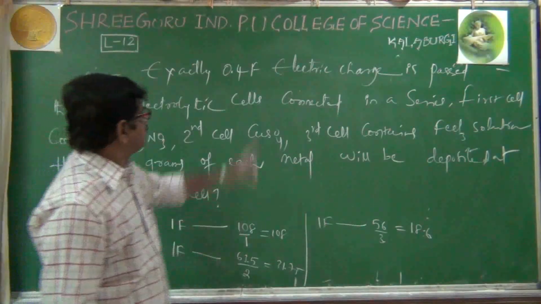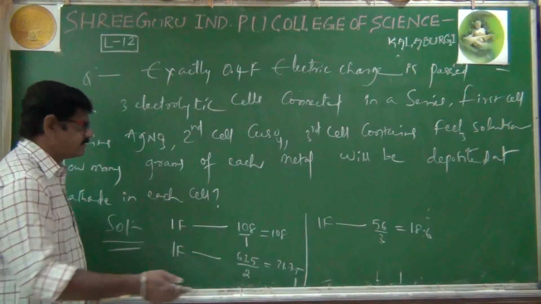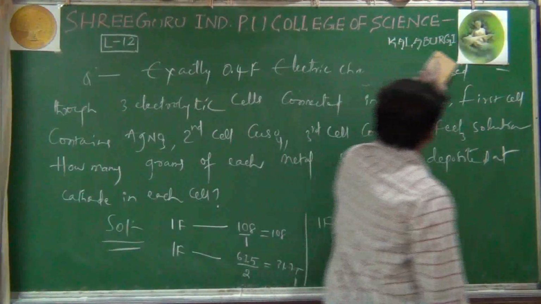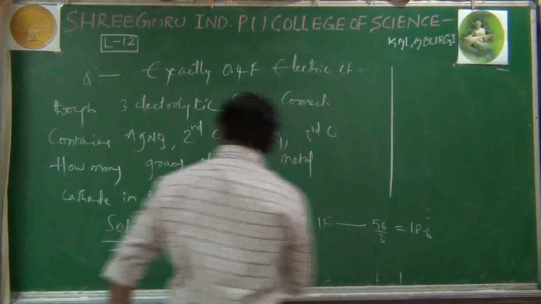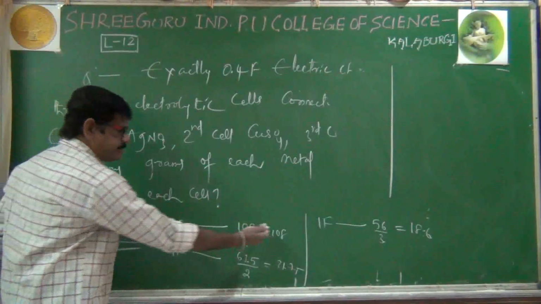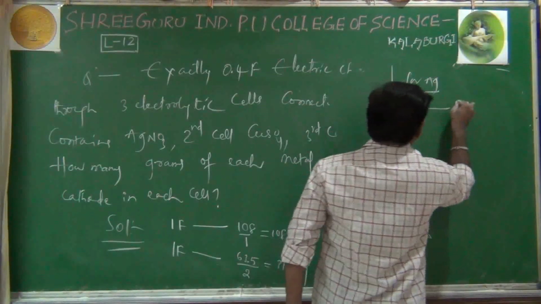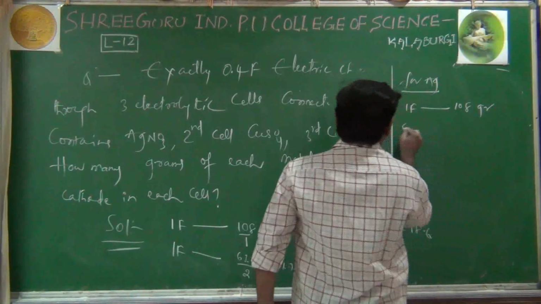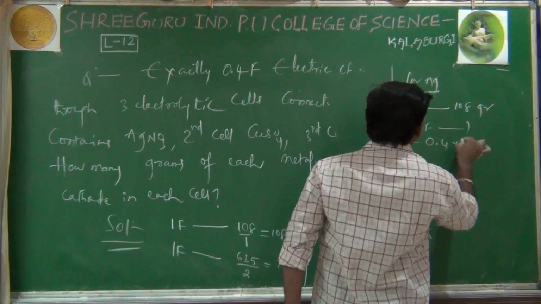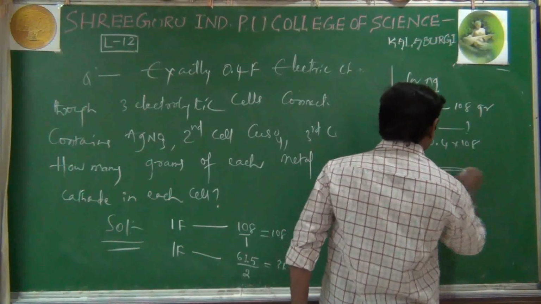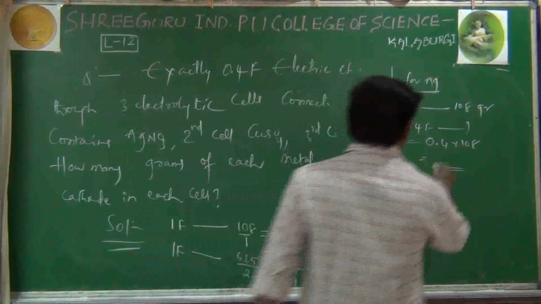But in the question we are not sending 1 Faraday, we are sending 0.4 Faradays. For 0.4 Faradays we have to calculate. Very simple. We will do it like this. As far as silver is concerned, 1 Faraday gives 108 grams for silver. Then 0.4 Faradays, how much? It is nothing but 0.4 into 108. We will see how much we get. That is our answer then. That is 43.2 grams.